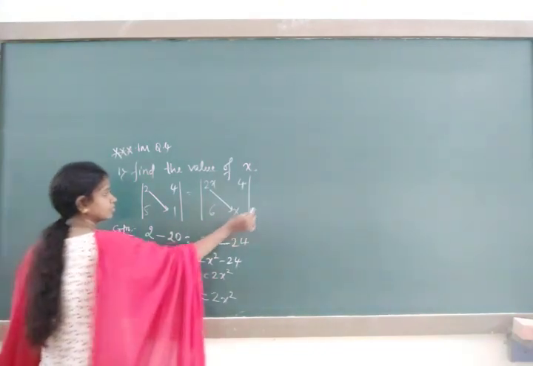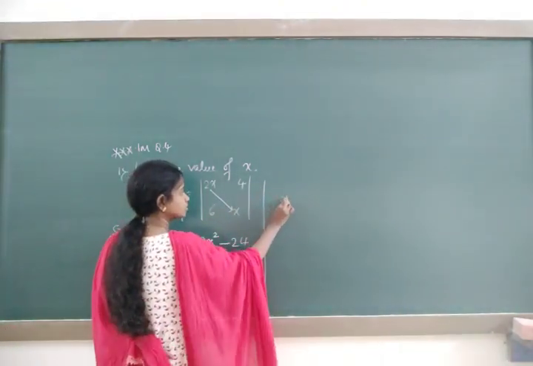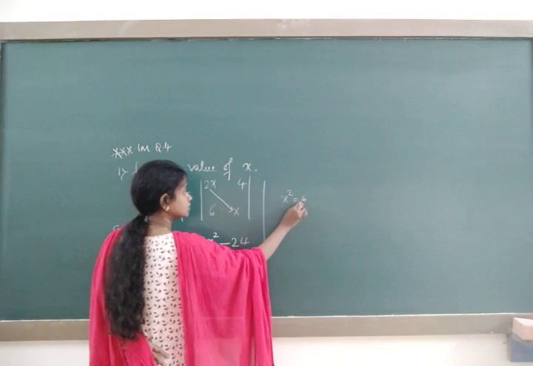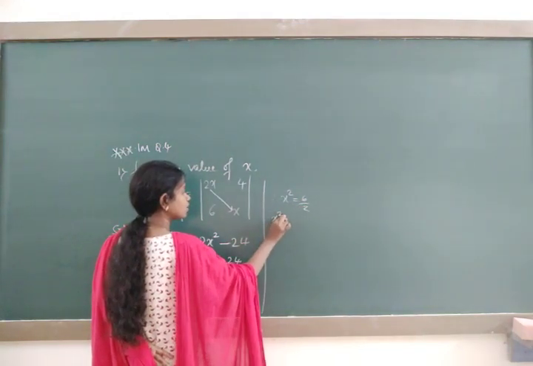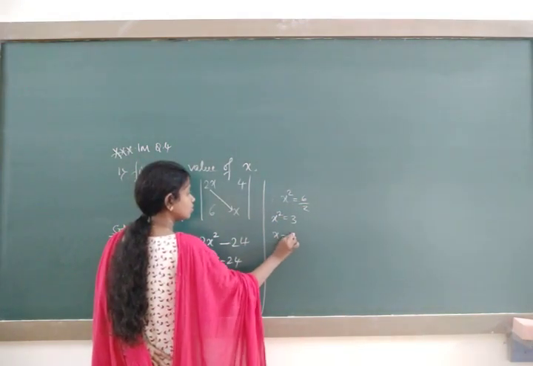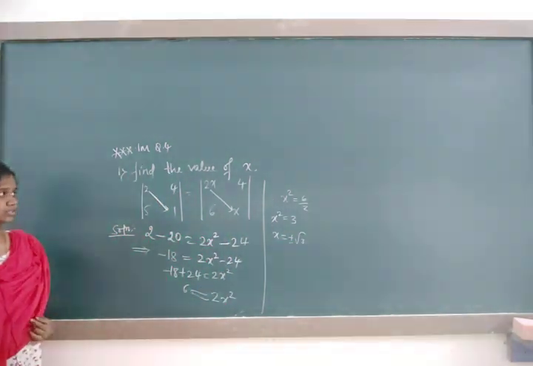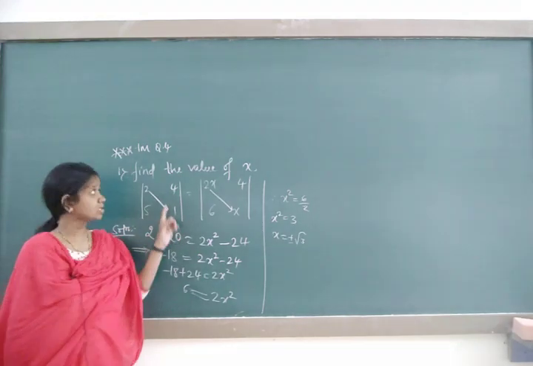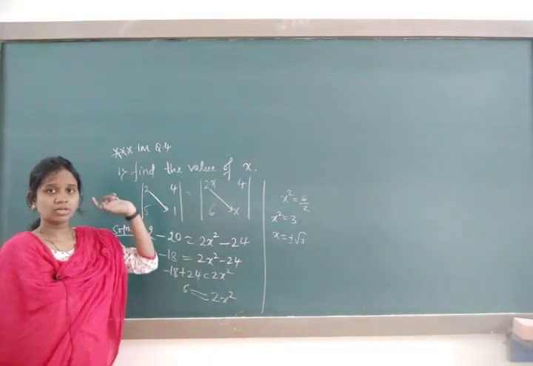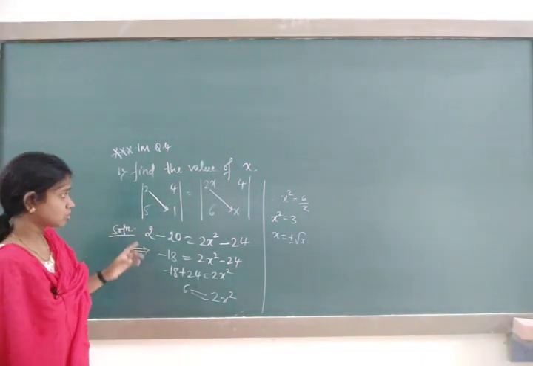So now therefore x square is equal to 6 by 2, therefore x square is equal to 3, x is equal to plus or minus root 3. So this is the value of x. So like this question they are going to ask for 1 mark on question number 4. Similarly take one more question based on this.